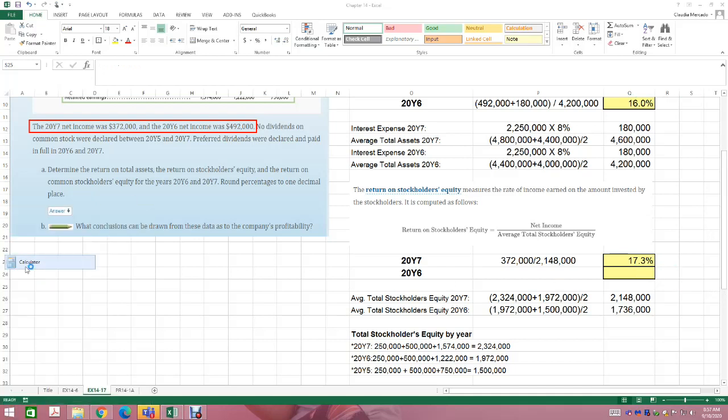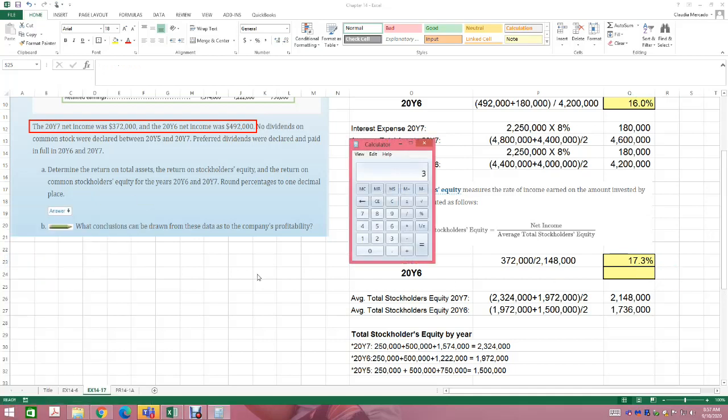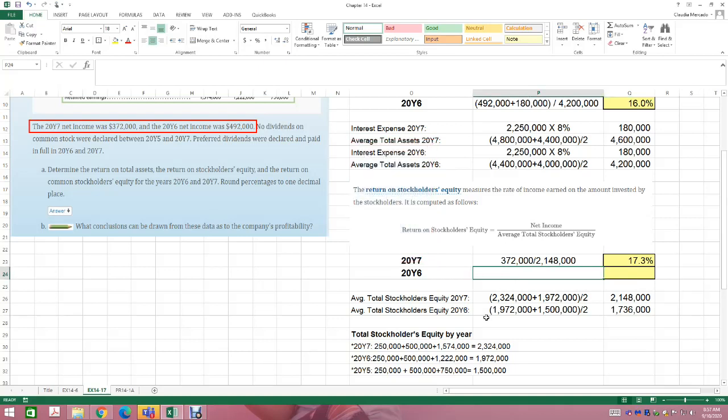If I would have done this in my calculator, I would have done 372 divided by 2,148,000. Then I get that number, multiply it by 100, and that gives me 17.318. I look at the second digit, which is a 1. Because it's less than 5, I'm going to keep it at 17.3 percent.